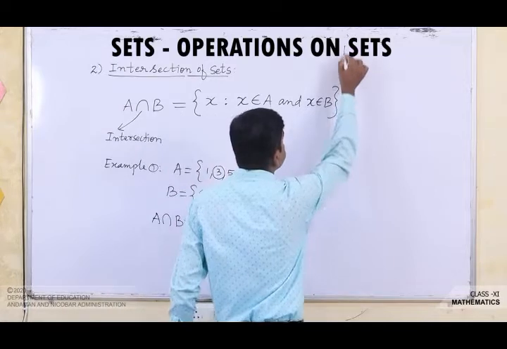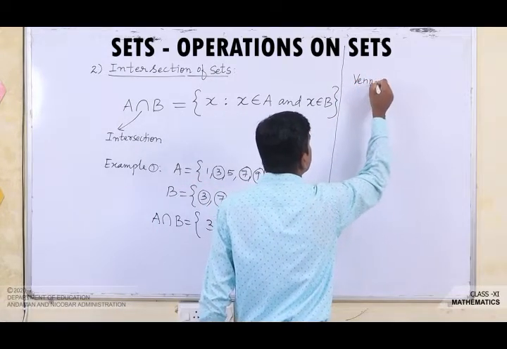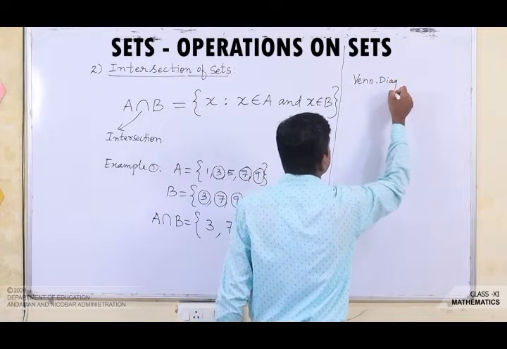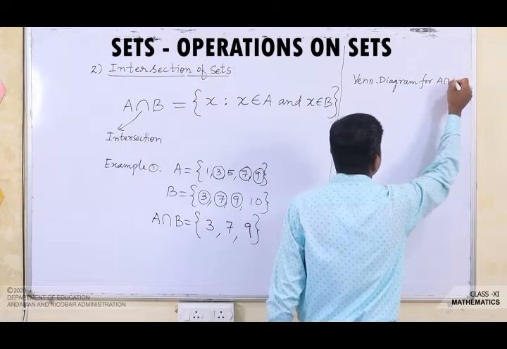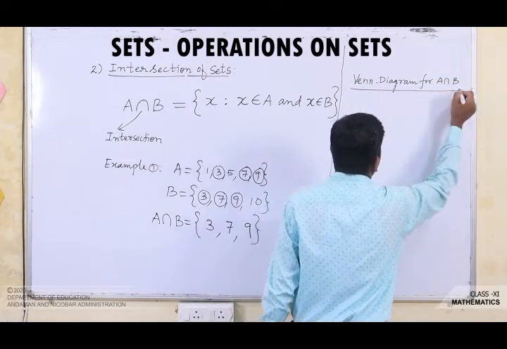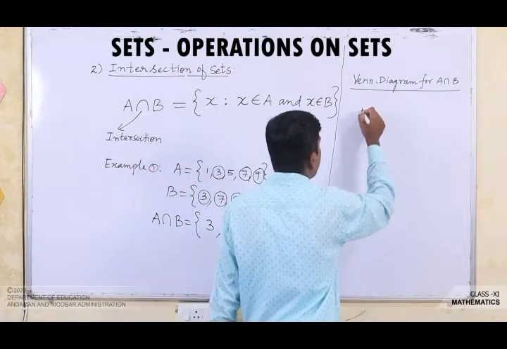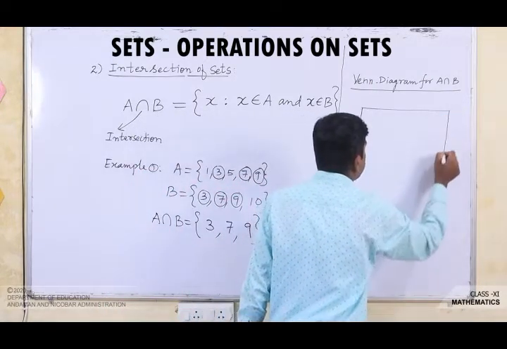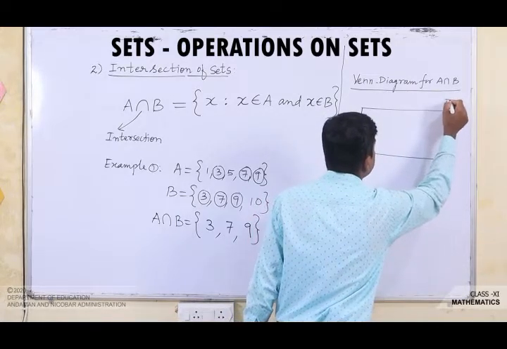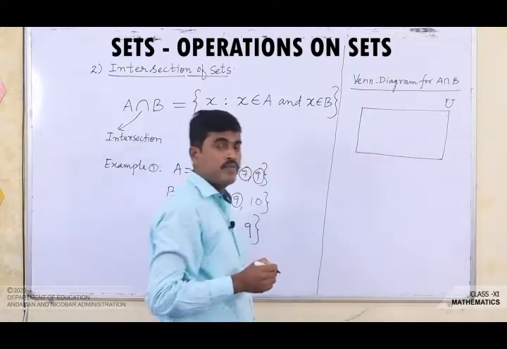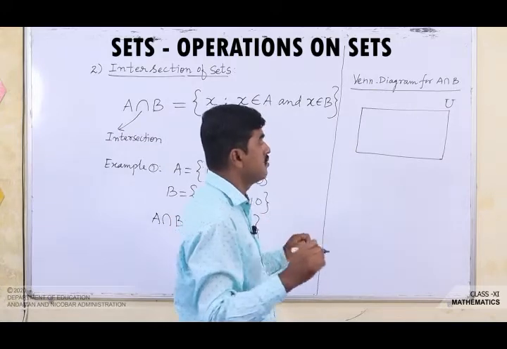Now let's see the Venn diagram for A intersection B. Now how to draw the Venn diagram for A intersection B? So again we have to draw a rectangle that represents the universal set. This represents the universal set. Now for A intersection B we have to shade the common region.